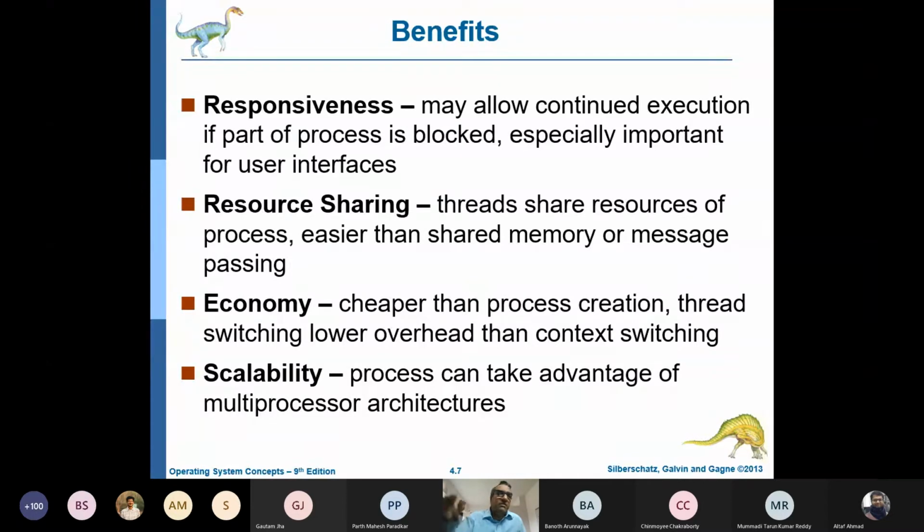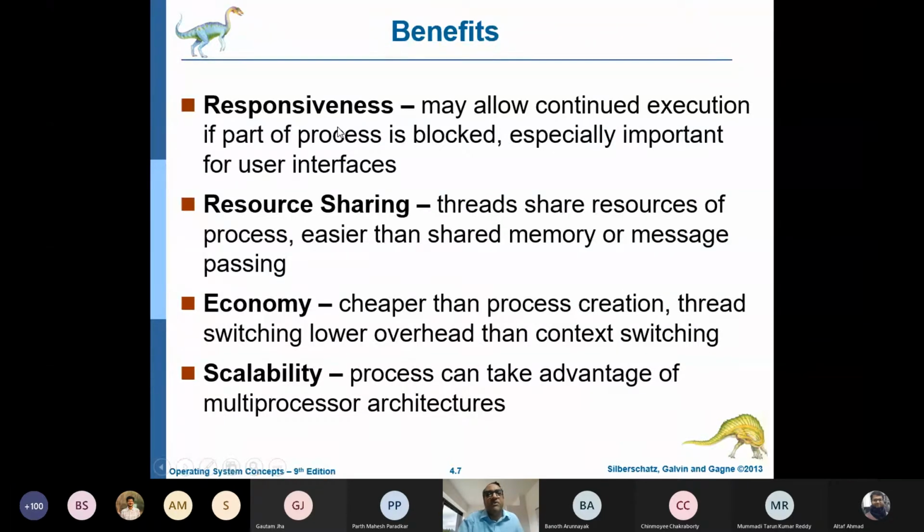So that way, even though a particular thread is running and it's computational, there is another thread meant for taking the user inputs. So that way, it will appear more interactive compared to the single-threaded process. So that way, that is the responsiveness.